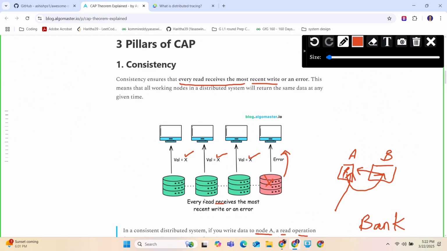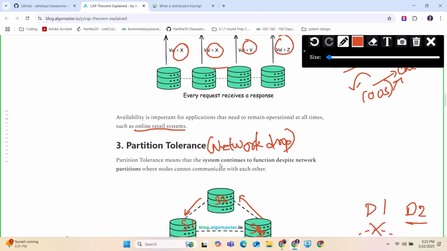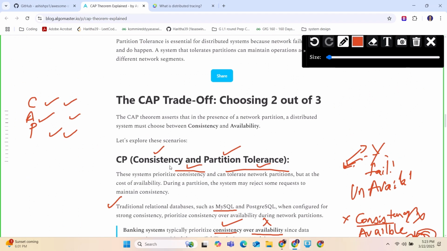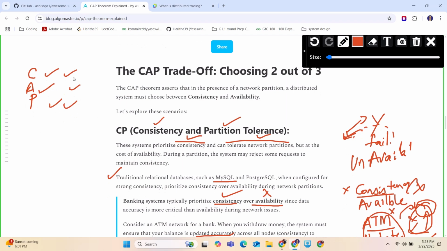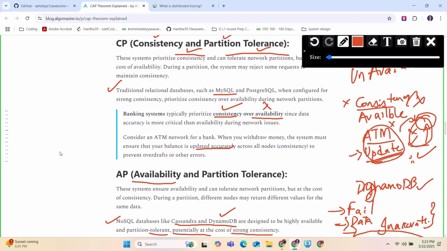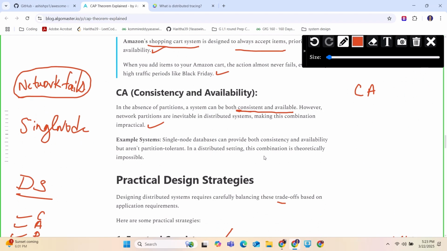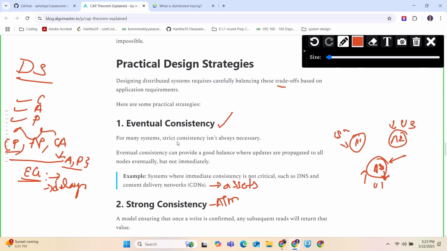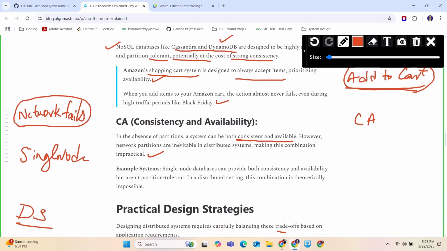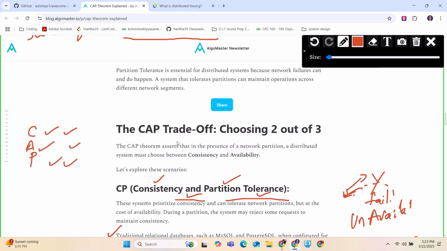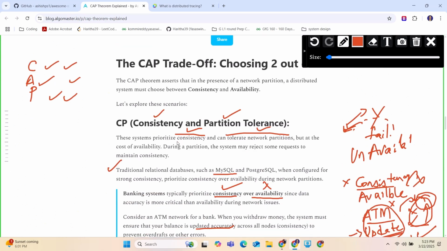Next, these all things we understood. If there is a network partition, then how can we choose two out of three? We should choose any two out of three. We can choose consistency and partition tolerance, which we use in ATM systems, and availability and partition tolerance, like the shopping cart, add to cart system. And consistency and availability, mostly impractical, except for single node services. So we understood what the CAP theorem is and how we can choose the trade-offs.